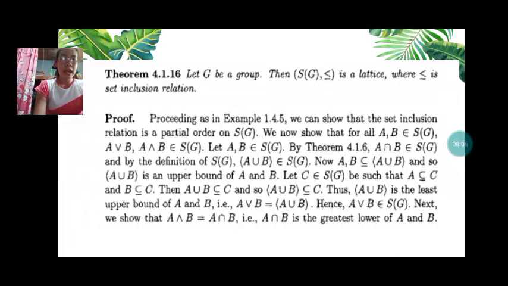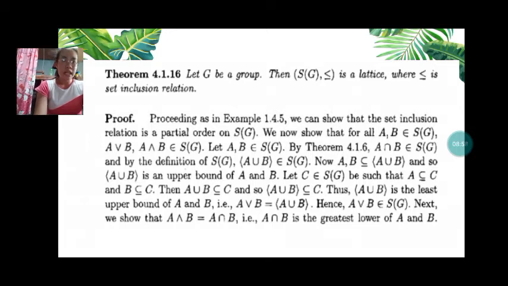Let A and B be elements of the set of all subgroups of G. By Theorem 4.1.6, A ∪ B or A ∩ B is in the set of all subgroups of G, and by the definition, the subgroup generated by A ∪ B is an element of the set of all subgroups of G. Now, A and B are subsets of the subgroup generated by A ∪ B, and so the subgroup generated by A ∪ B is an upper bound of A and B.